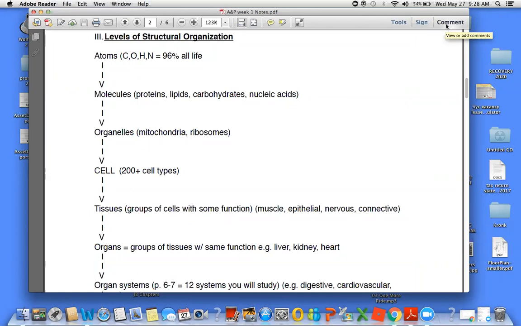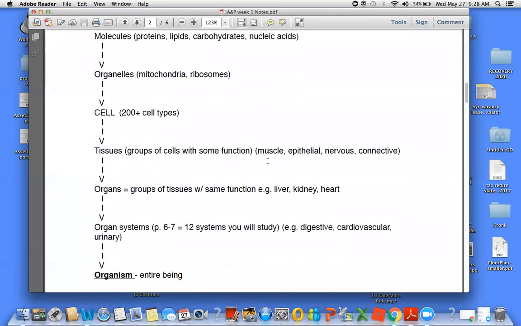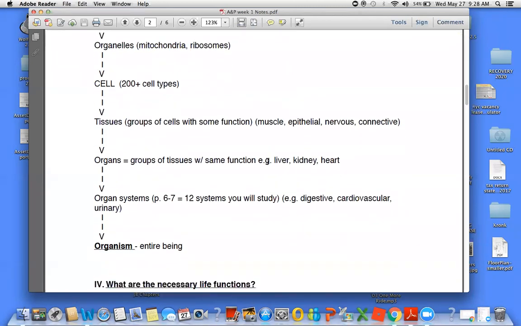Molecules organize into organelles, which we said are little organs inside of cells. And then, of course, we have roughly 200 different types of cells in our body, which all organize into groups of cells, carrying out a similar function, having a similar structure.